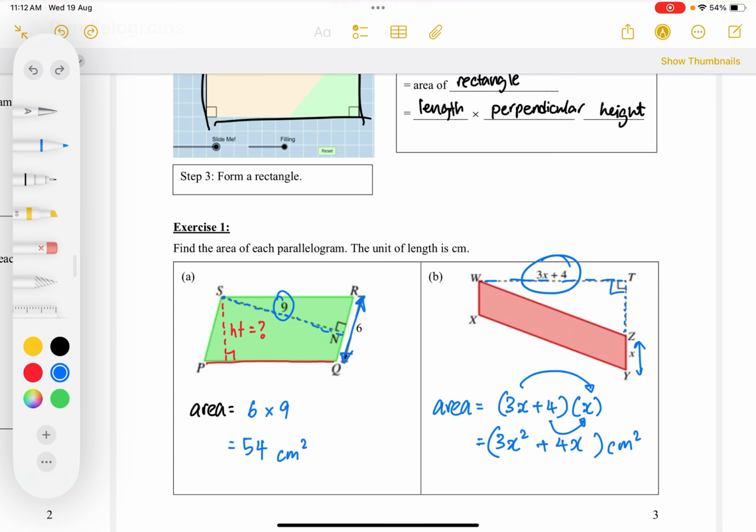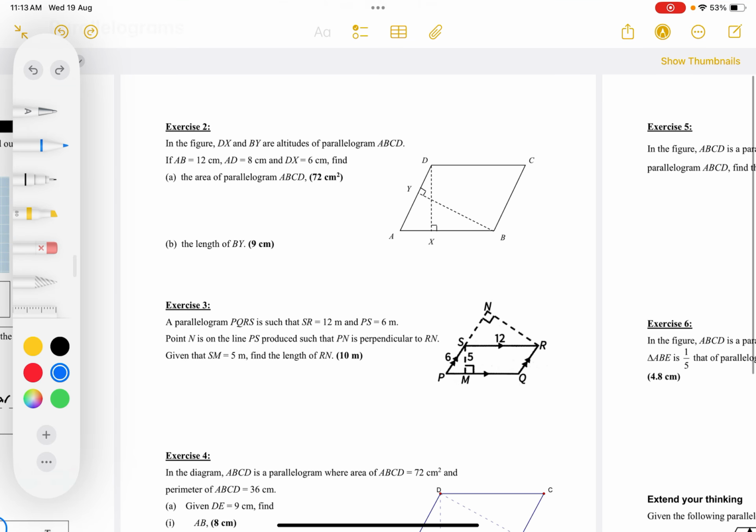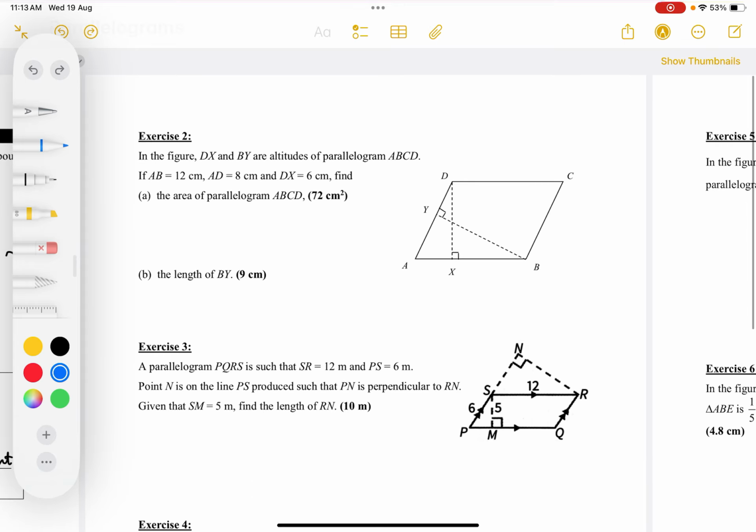So we've got exercise number 2 now. So here we have BX and BY, they are the altitudes. So it is just another way of saying the perpendicular height of this parallelogram. Further information given is that our AB is 12 cm, AD is 8 cm, DX, this perpendicular distance, is 6 cm.